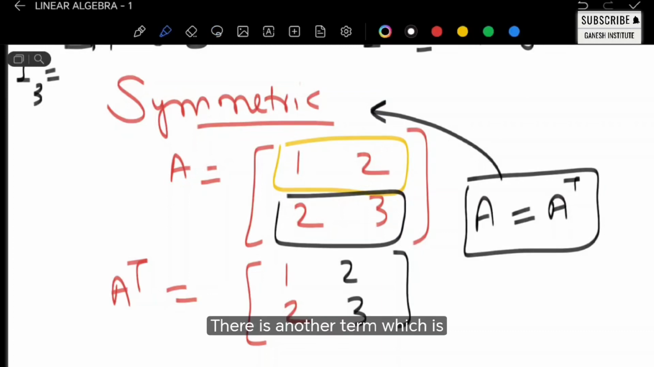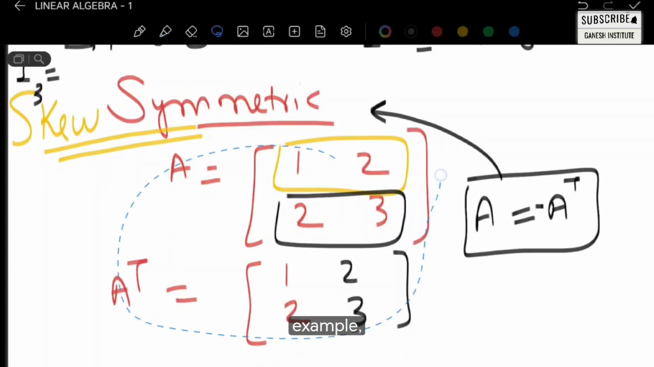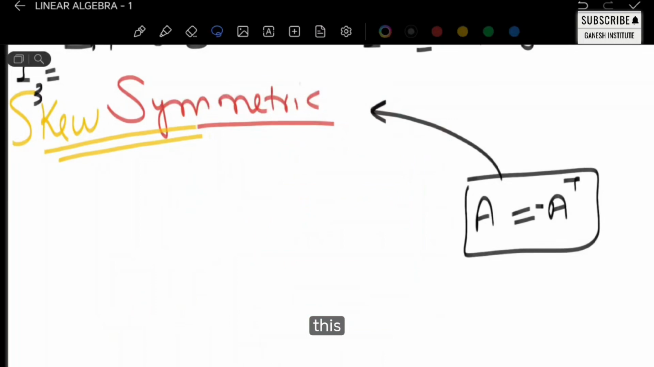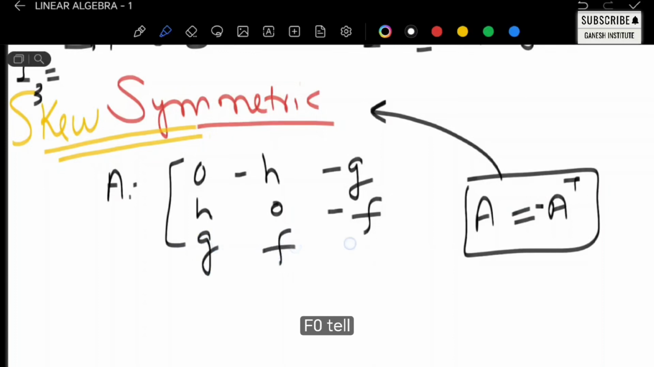There is another term which is skew-symmetric. Skew-symmetric matrix. So in this, what we require is A has to be equal to minus A transpose. Okay. There must be a minus value. So for example, I have this one matrix as 0, -H, -G; H, 0, -F; G, F, 0.